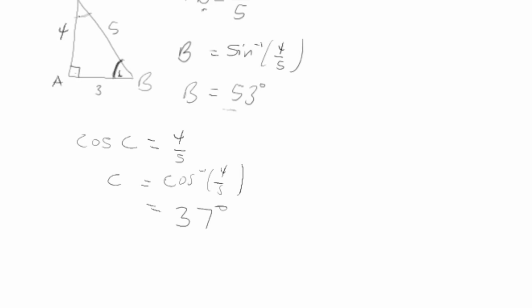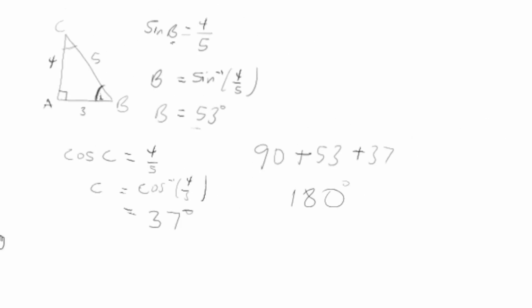Let's see. If you have 90 plus 53 plus 37, that will give us 180 degrees. So you see it works. And you can try with all the different ratios and you are going to get the same thing. You can either use the sum of angles in a triangle equal to 180 to find the other angle, since you know the 90 already because it's a right triangle, or you can still use the ratios to find the other.